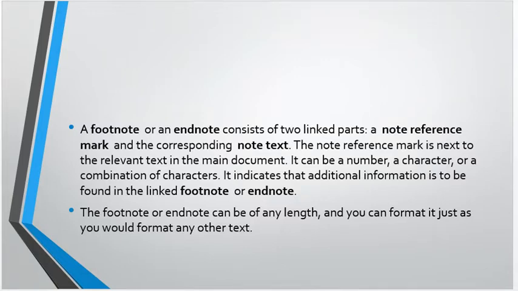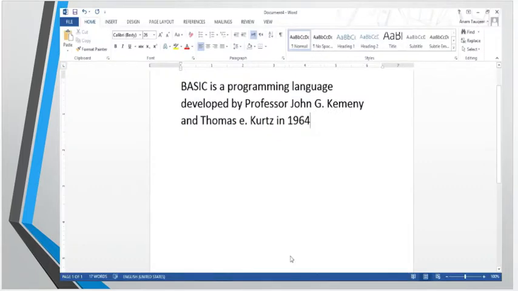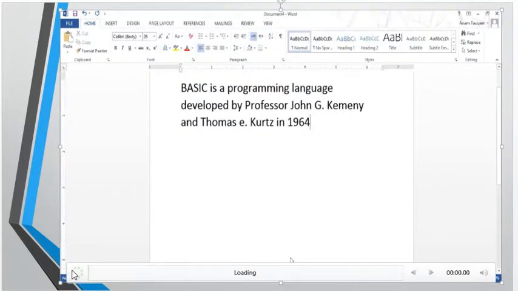The note reference mark is next to the relevant text in the main document. It can be a number, a character, or a combination of characters. It indicates that additional information is to be found in the linked footnote or endnote. The footnote or endnote can be of any length and you can format it just as you would format any other text. Let us watch a tutorial for inserting footnotes and endnotes.